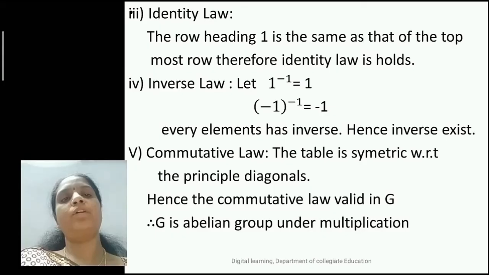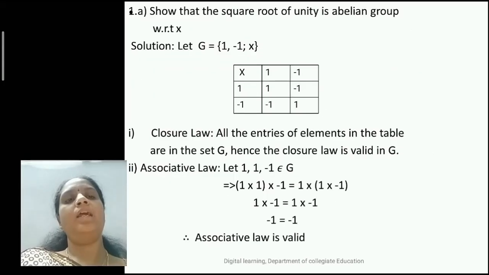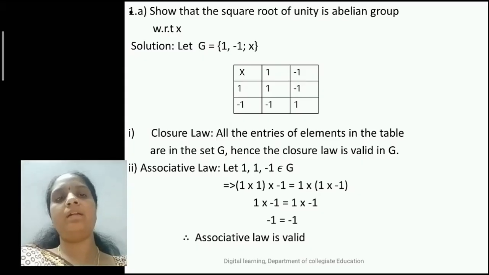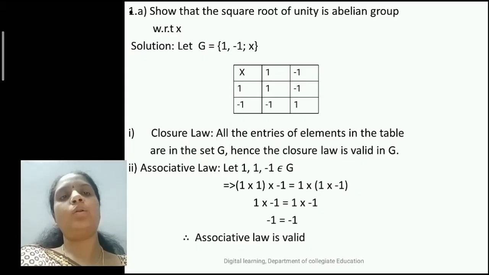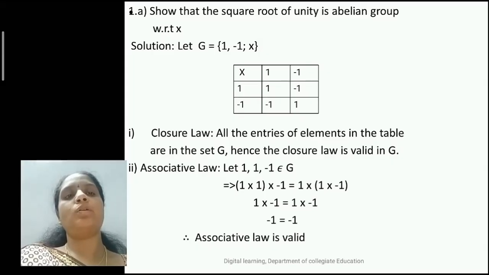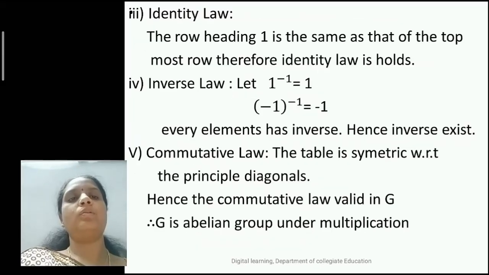Next, to verify the inverse law, again we take the help of the identity law. The identity law gives the identity element as 1 here. In the second row, we got the identity element 1 with the multiplication of 1 and 1. In the third row, 1 we got with the multiplication of -1 and -1. Therefore, the inverse of 1 becomes 1, and the inverse of -1 also becomes -1. So every element has its inverse, therefore inverse law is verified.